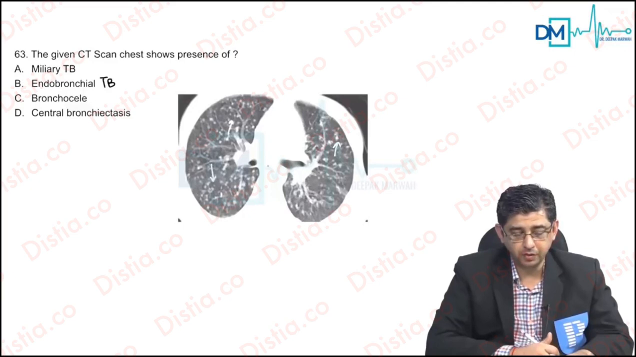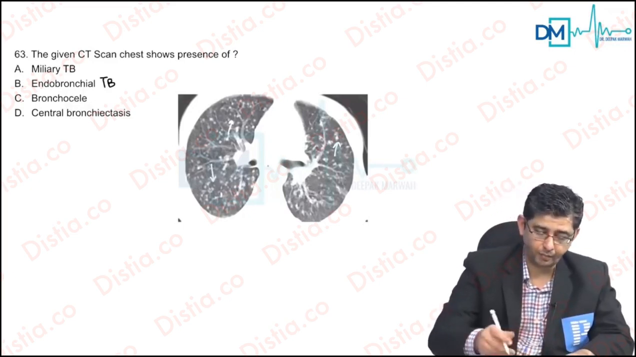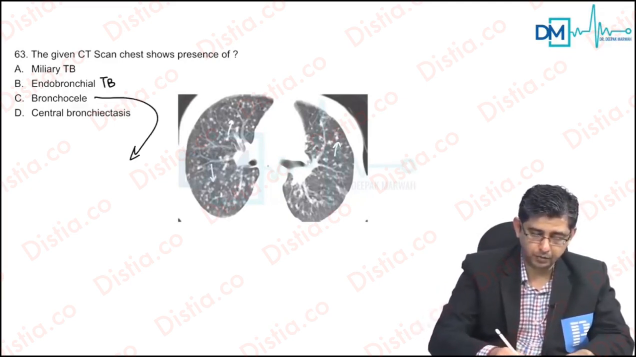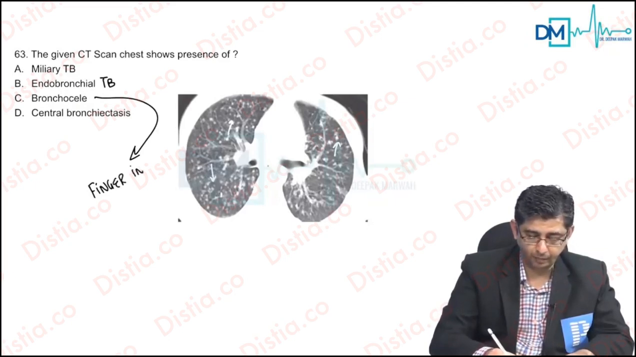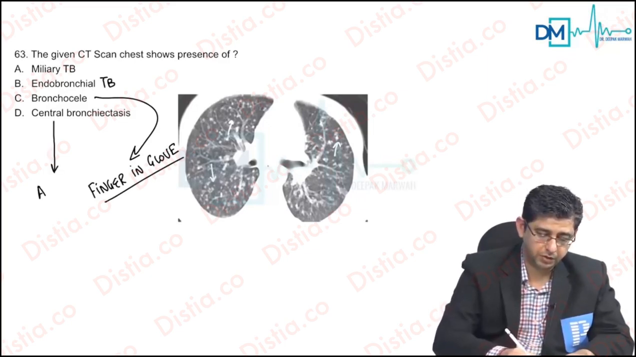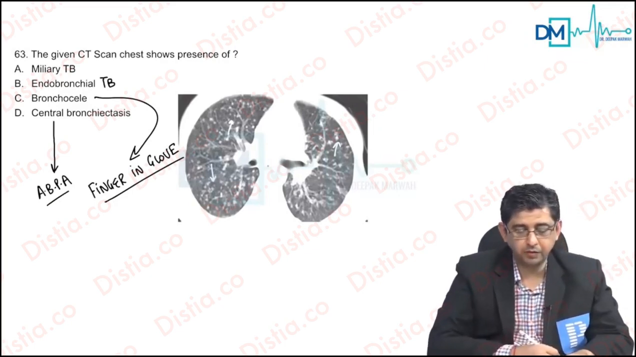Finger-in-glove sign is a feature of bronchocele, well, not demonstrated here. Bronchocele will show a radiological finding of finger-in-glove sign, not present in this one. And central bronchiectasis is seen with allergic bronchopulmonary aspergillosis. But in bronchiectasis, we will be able to see centrally dilated airways.